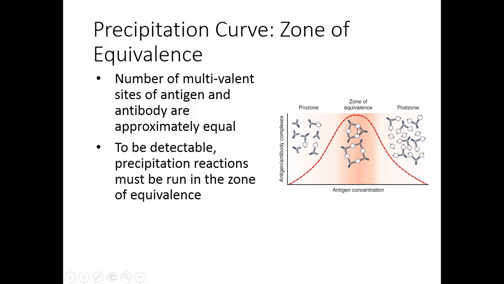So in the zone of equivalence, multivalent sites of antigen and antibody are approximately equal. If we have IgM here, we have 10 antigen binding sites and 10 epitopes. You're not counting this exactly, but they're roughly the same. And as I said, precipitation reactions have to be run in that zone of equivalence. This picture is on page 142 of your textbook if you want to follow along, if this isn't big enough.